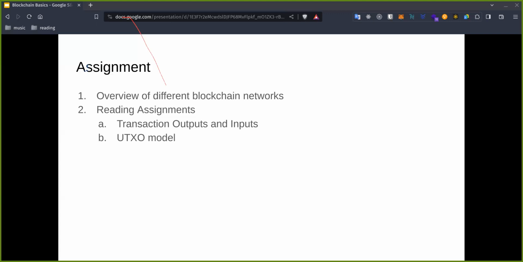Then for personal reading, you can look more into transaction inputs and outputs. You can also look into the UTXO model, especially for those who will be moving to work on Cardano. Understanding the UTXO model will help you very much in understanding how Cardano basically works.